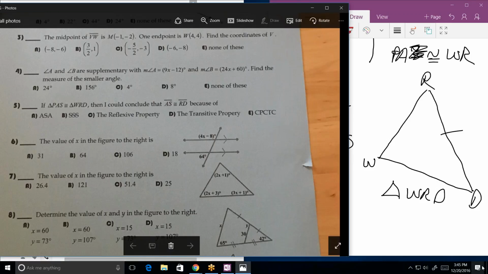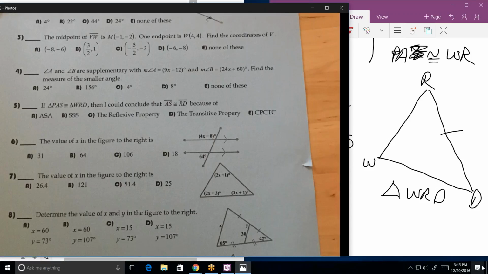But which reason of the multiple choice that they give is the reason? Would it be CPCTC? Yes. Okay. Certainly isn't this, because they told us the triangles were congruent. These kind of things are used to prove congruency. Reflexive means something is equal to itself. Transitive means something else, but CPCTC means corresponding parts of congruent triangles are congruent. And AS and RD are corresponding parts.